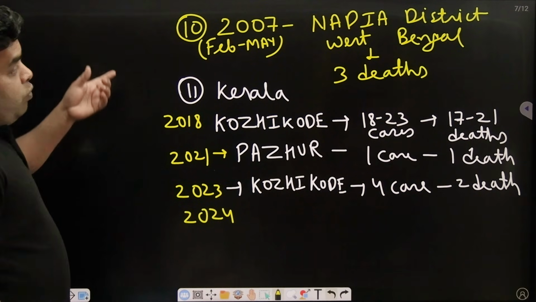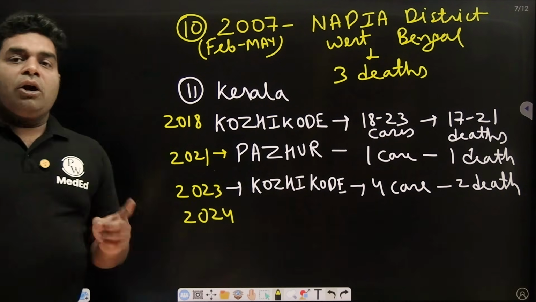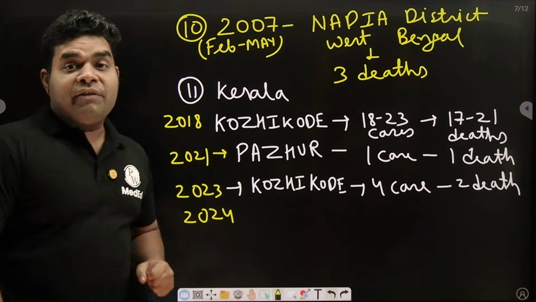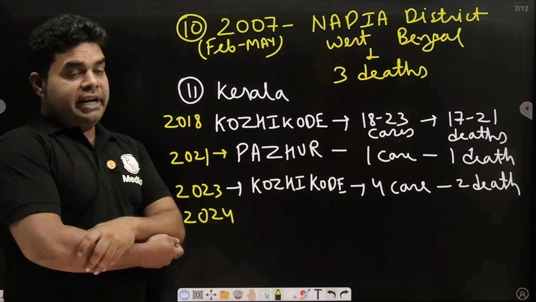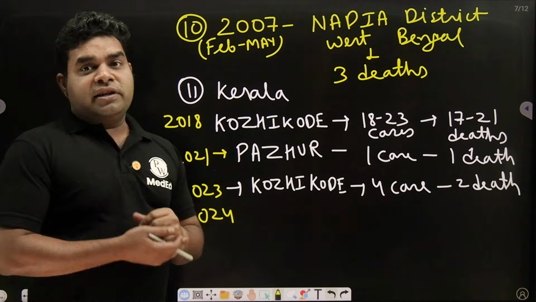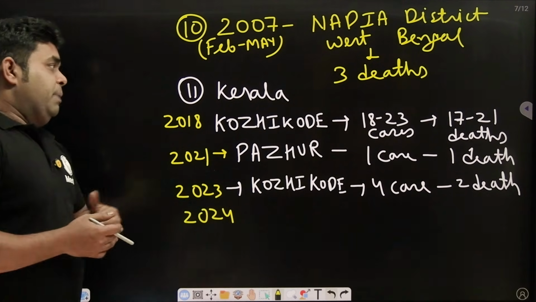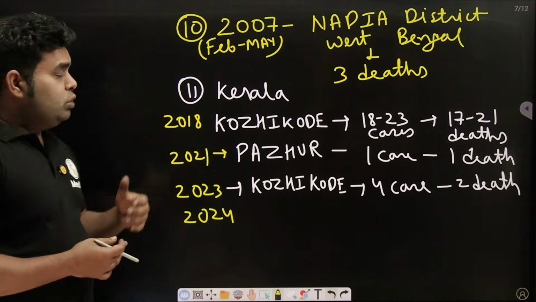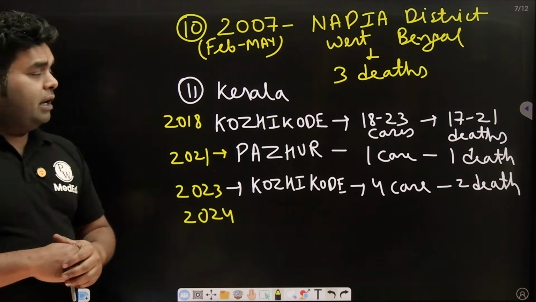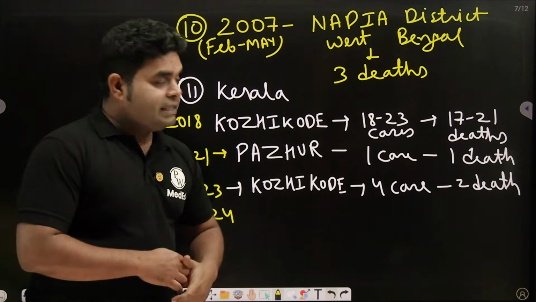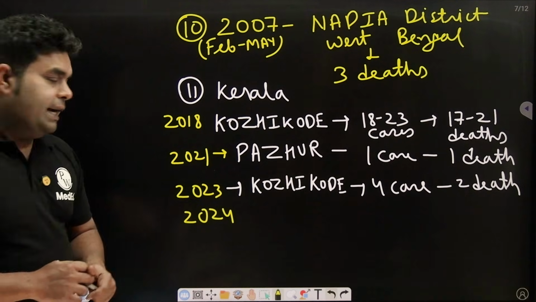Then one more time in West Bengal, in Nadia district in 2007, an outbreak occurred. So there were already two outbreaks in West Bengal in the past, and at that time, only 3 deaths were reported from Nipah. Then in Kerala, as we all know, in 2018, in Kozhikode and Malappuram area, there was the first outbreak, which had 18 to 23 cases, out of which 17 to 21 died.